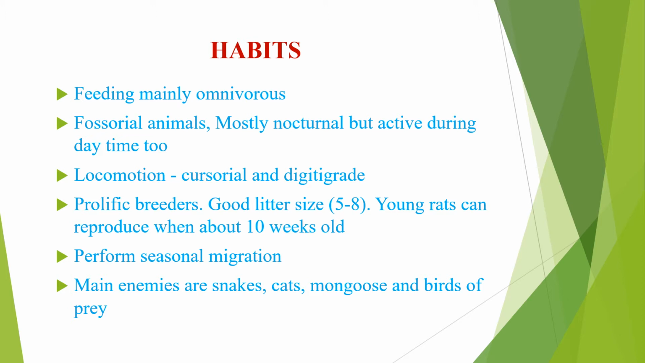Frequent breeding can be seen in the rats and they have a good litter size, meaning at one time they reproduce 5 to 8 young ones, and young rats start reproducing when they are just 10 weeks old. Rats show seasonal migrations too, means during rains and winters they remain in godowns, houses, etc. But in summers they shift to gardens, fields. Our main enemies of rat are snakes, cats, mongoose and birds of prey.